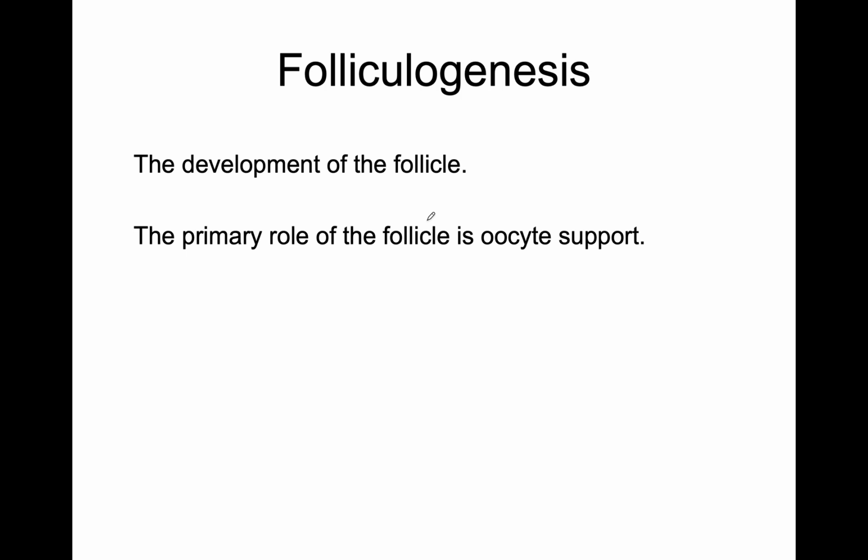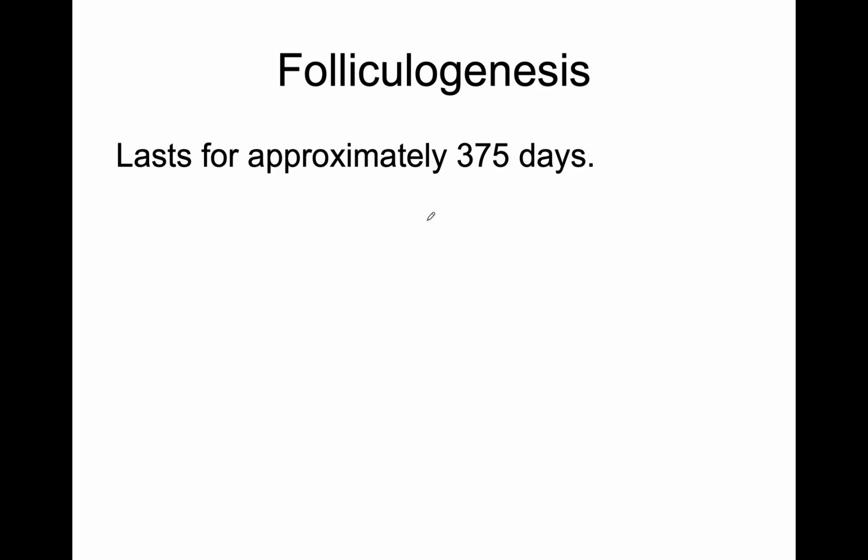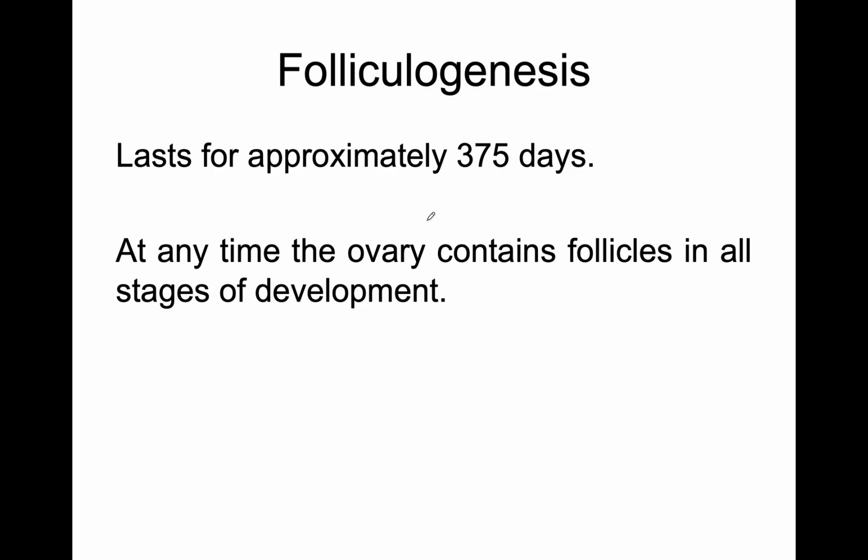Okay. So follicular genesis is the development of the follicle. The primary role of the follicle is to support the oocyte. At the beginning of follicular genesis, around 40 follicles may begin to develop, and they compete for dominance. They compete for the oocyte that will be released during ovulation. Around 20 will reach maturation, but only one ever is released or reaches ovulation. This lasts roughly just over a year. And at any time, the ovary may contain follicles at all stages of development.